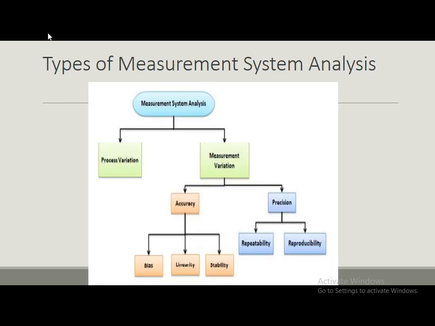Now there are various types of measurement system analysis. Measurement is considered to be precise in case the measurements vary from one another in a minor extent. So, measurement system analysis can be broadly classified as process variation and measurement variation. In the measurement variation, we are looking for the accuracy, that is bias, linearity, and stability. Also, we are looking for the precision, that is repeatability and reproducibility. So, we will see these features one by one in detail.